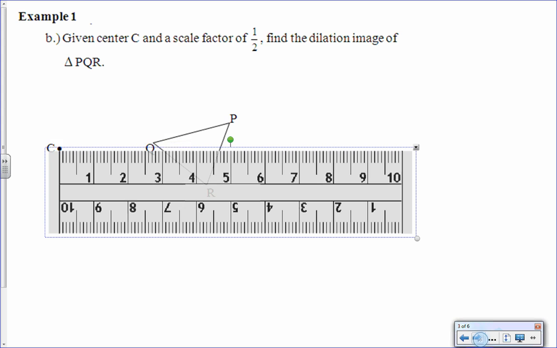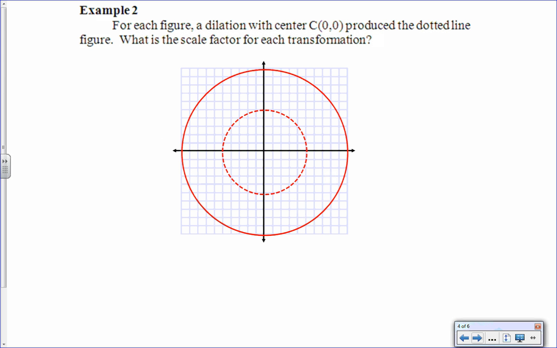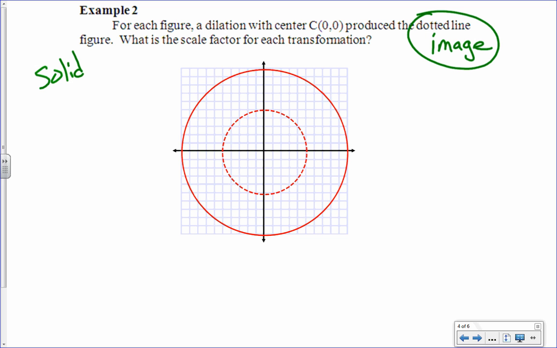All right, we already did that one. Okay, so this one here says for each figure, a dilation with the center at the origin, I told you that would probably happen, produced the dotted line. So there was a dilation that produced the dotted line. That means the dotted line, in this case, is the image because it got produced. So that means then the solid line was where they started. And so the solid line must be the pre-image. That's how I read that, because I was told that that dotted line got created.